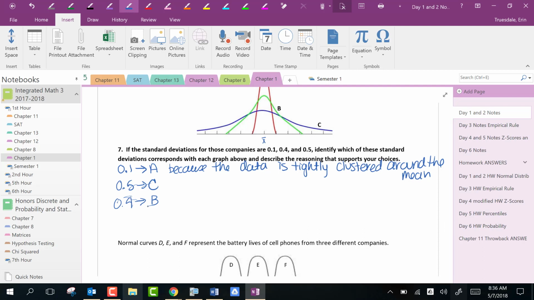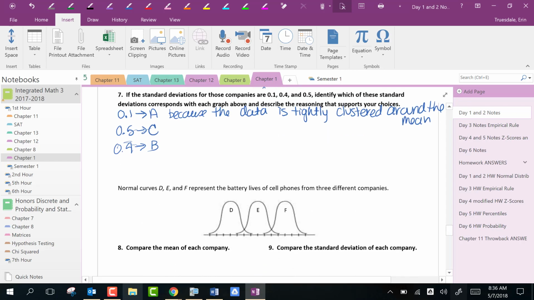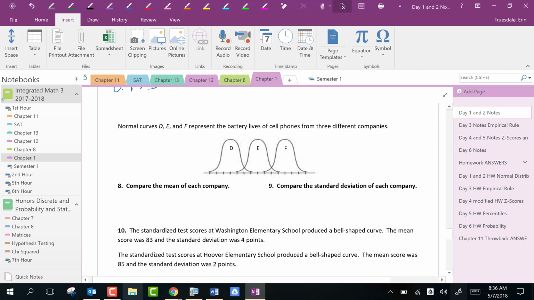Okay. Here it says normal curves D, E, and F represent battery lives of cell phones for 3 different companies. Compare the means. So the mean is the middle of the curve. D's mean is here, E's mean is here, F's mean is here. So do they have the same mean? No, because some are lower, some are higher. So D has the smallest mean. It's the lowest. F has the highest.